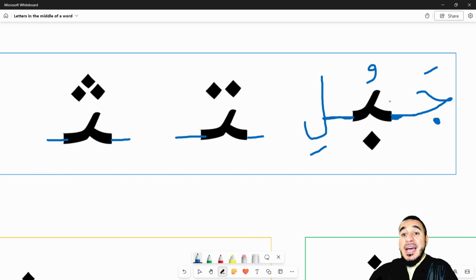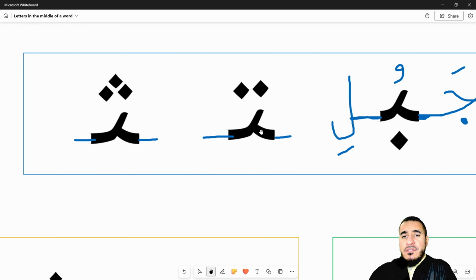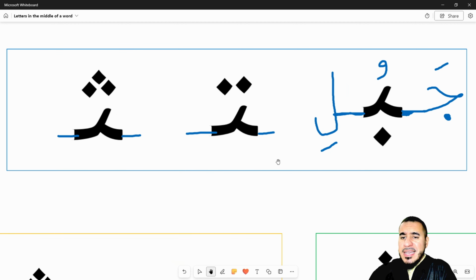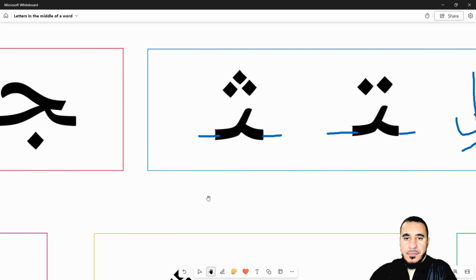Okay, the letter ba, this is how it appears when it is in the middle, meaning it has a letter that comes before it and a letter that comes after it. And we said the same for the ta and the tha. It's got the same shape as the ba, okay? It's got this shape like this, but the ta has 2 dots above it and the tha has 3 dots above it.